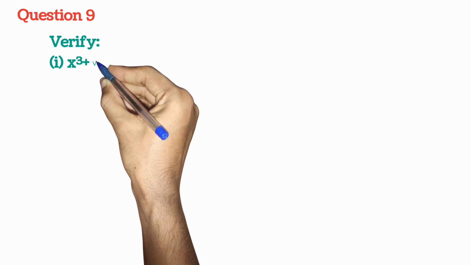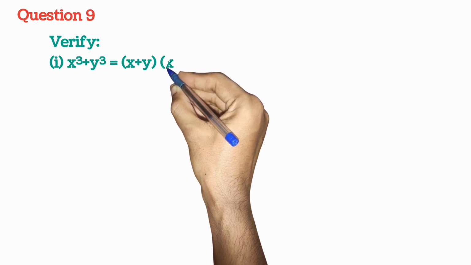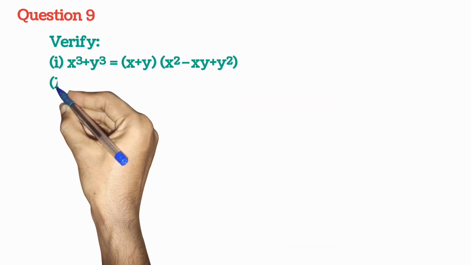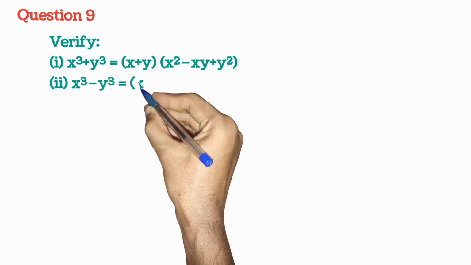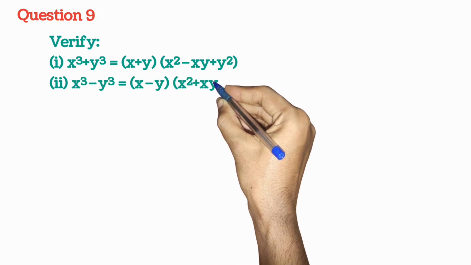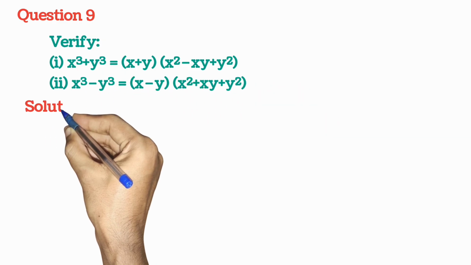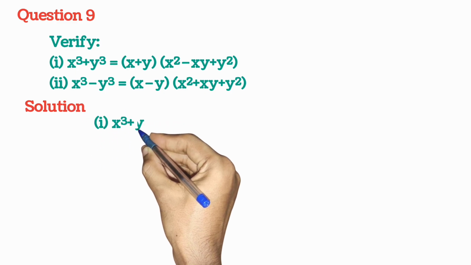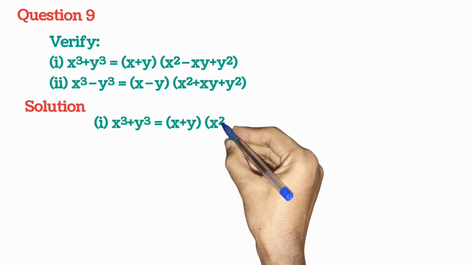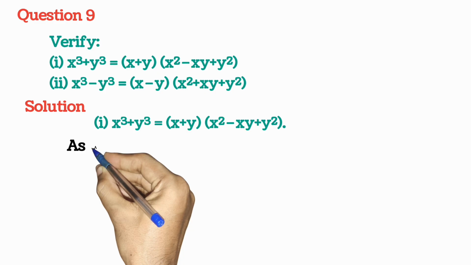Question number 9. Verify: first, x cube plus y cube equals x plus y into x square minus xy plus y square. Second, x cube minus y cube equals x minus y into x square plus xy plus y square. Solution for this. Look at the first expression: x cube plus y cube equals x plus y into x square minus xy plus y square.